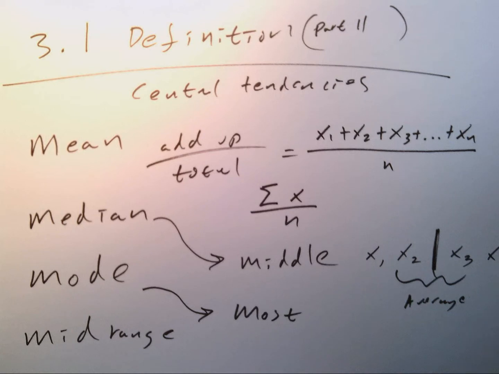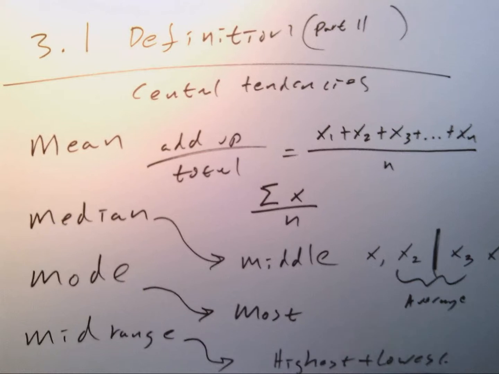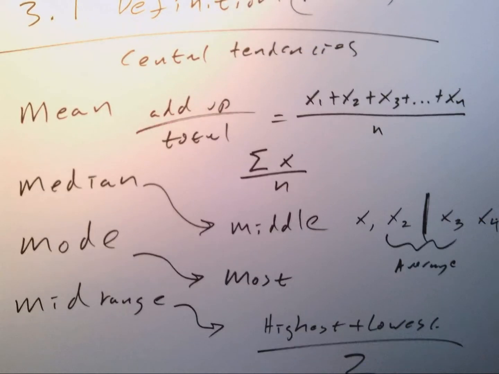Alright, and lastly, one you've probably never seen before is the mid-range. It's the middle of the data where you take the average of your highest and your lowest. So you add those up and divide by 2. Sorry, let's get that in the picture. So there you go. Those are the ways that we can describe or calculate central tendencies.